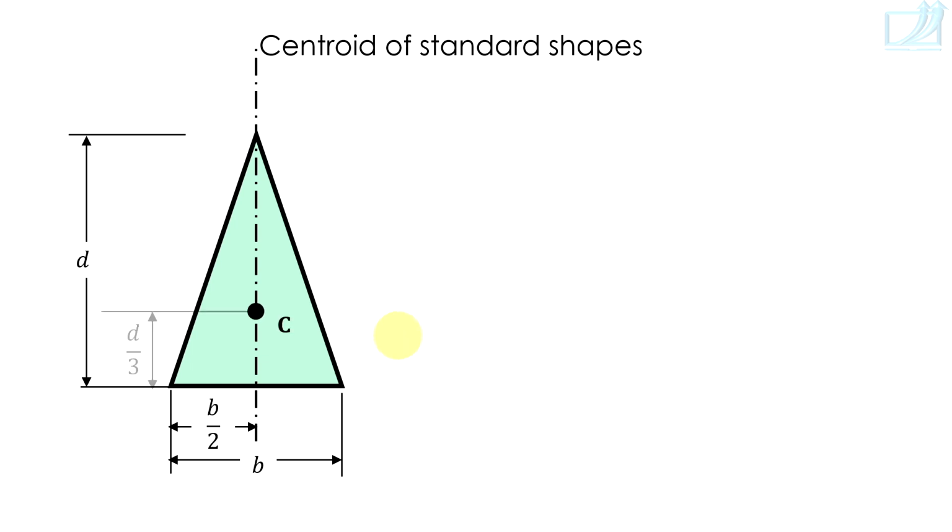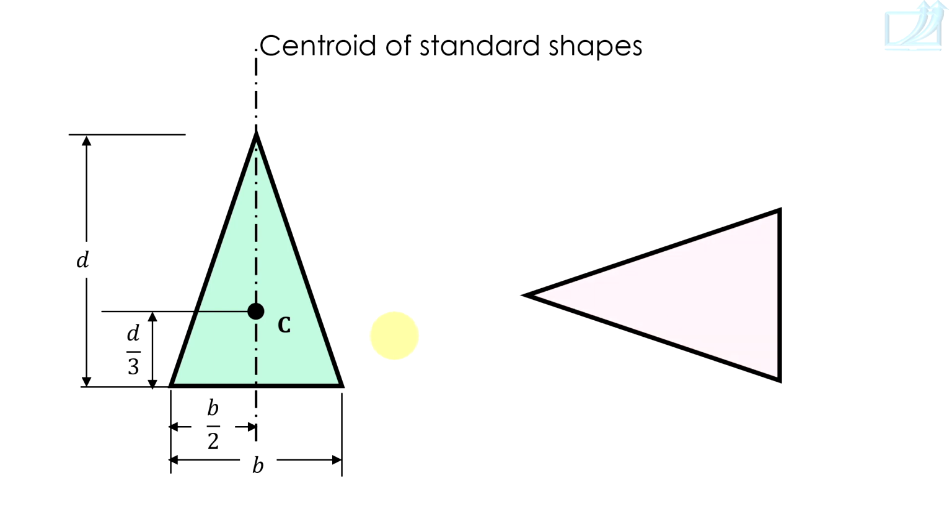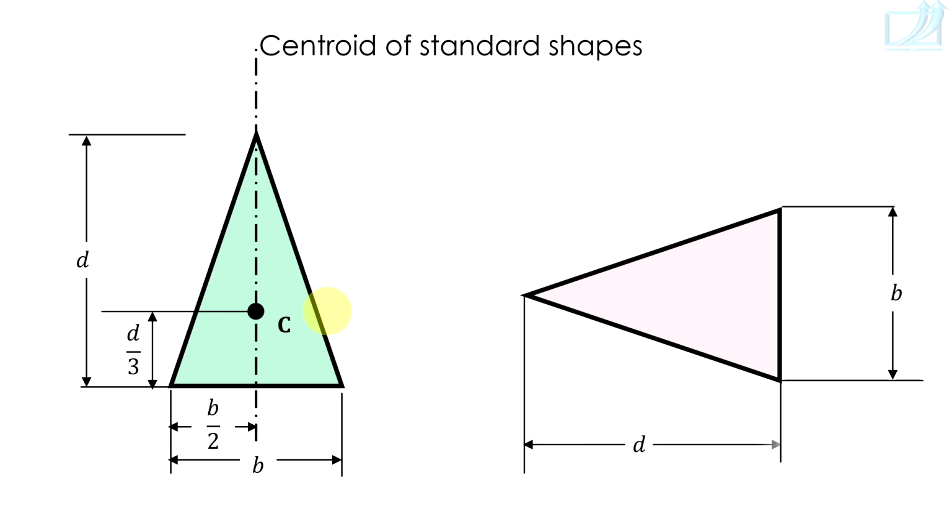But exactly where? Centroid of an isosceles triangle lies on its axis of symmetry at distance 1/3 of its height from base. Now here one more example of isosceles triangle. Centroid lies on its axis of symmetry at distance 1/3 of its height from base. The height of an isosceles triangle is measured along its axis of symmetry. So 1/3 of height from its base.